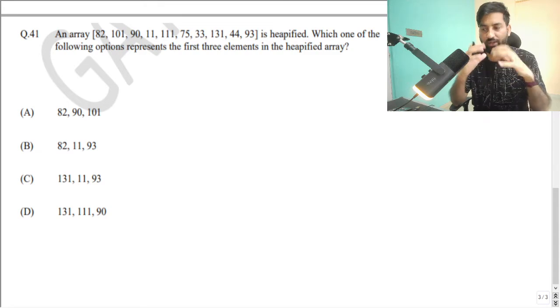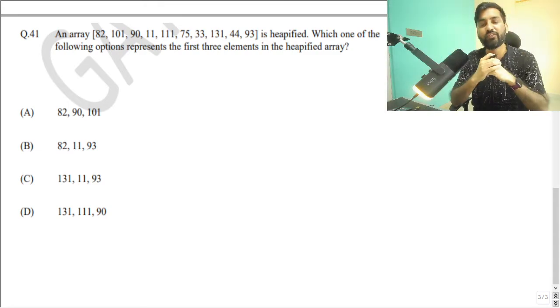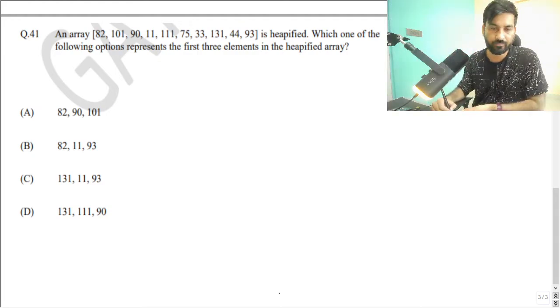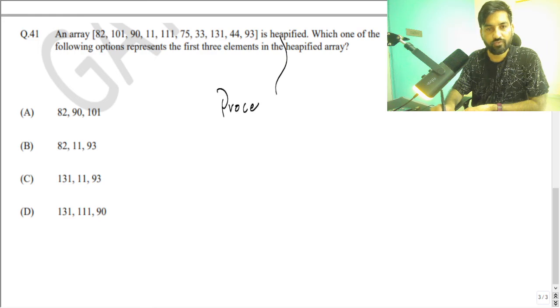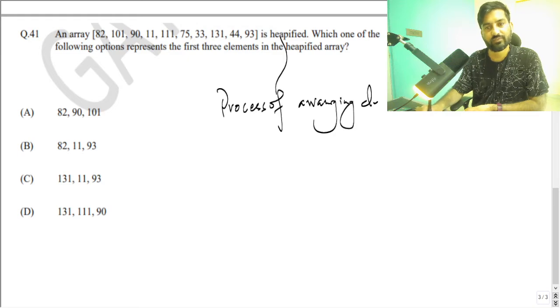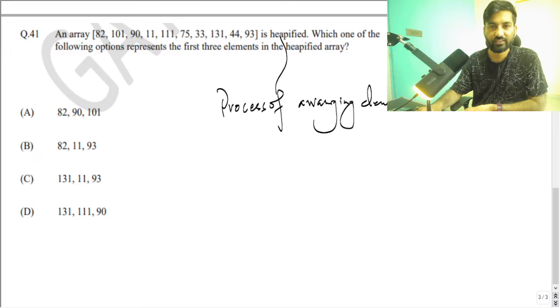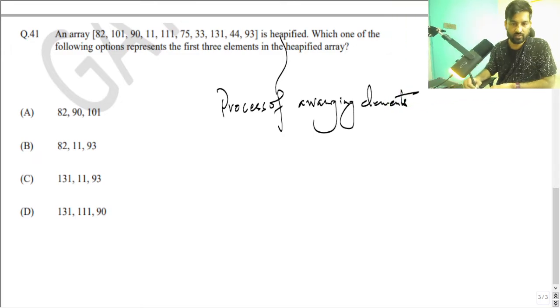And what is the meaning of heapify? Heapify means the process of arranging elements into a heap. Okay, heapify means the process of arranging elements into the heap. I think this is clear.